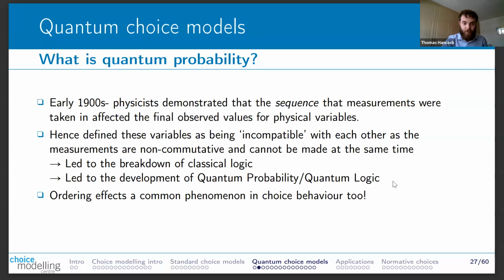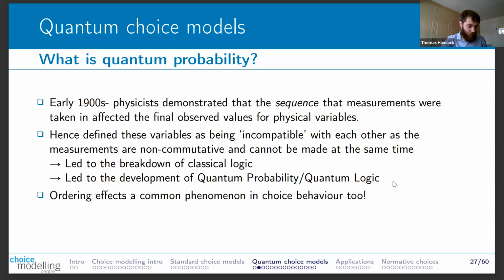In the early 1900s, physicists demonstrated that the sequence in which measurements were taken affects the final observed values for physical variables. These were then defined as incompatible, and this led to the development of quantum probability. And of course, ordering effects are a very common phenomenon in choice behavior too. So for example, if I want to go to a certain place, that's going to impact which modes I then use to travel to that place. So my sequence of decisions is going to impact each other.